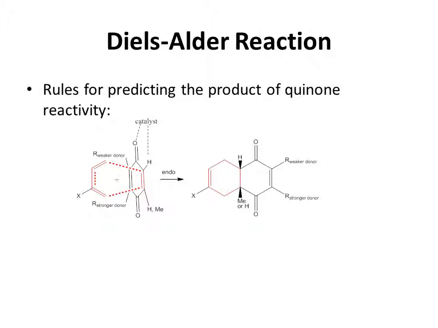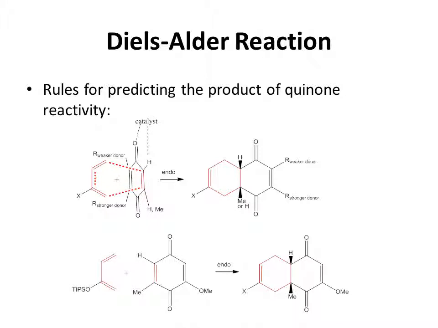In the example shown, the triisopropyl siloxy group is our X group, which again stays as far away as it can from the carbonyl that the catalyst is bound to. And that carbonyl is the one that is in conjugation with the methoxy group.